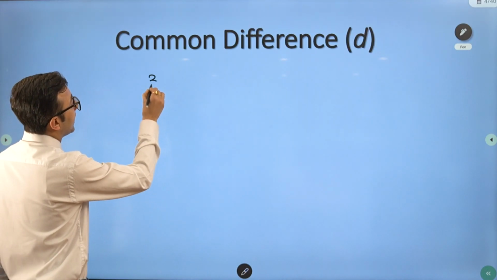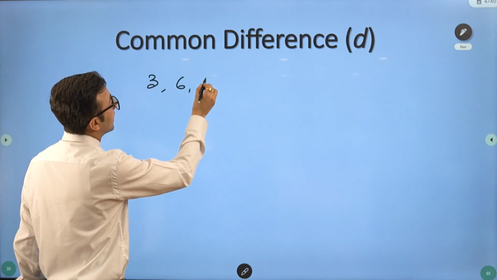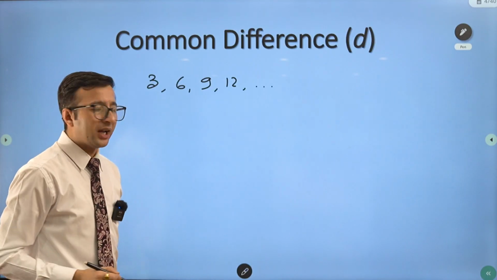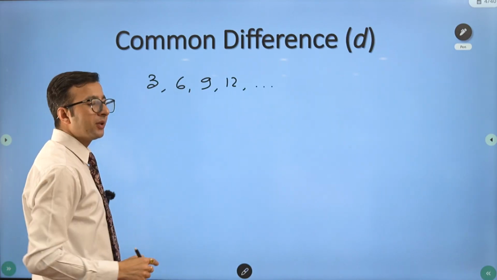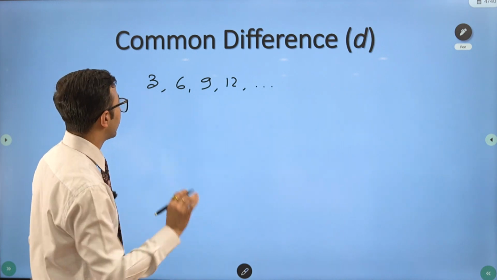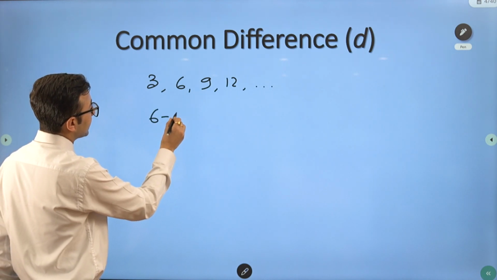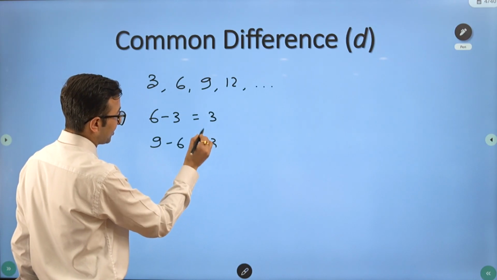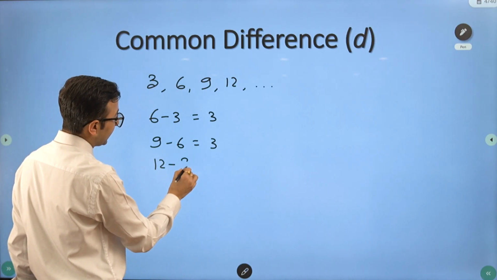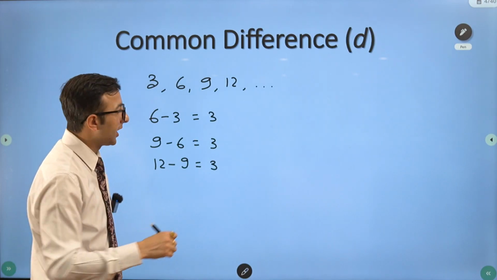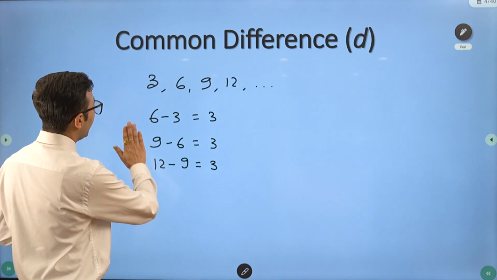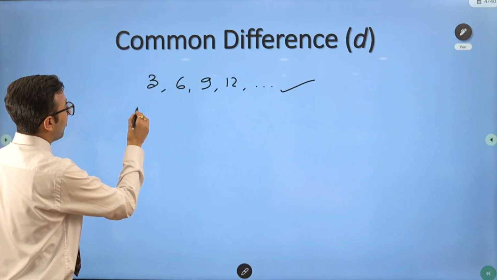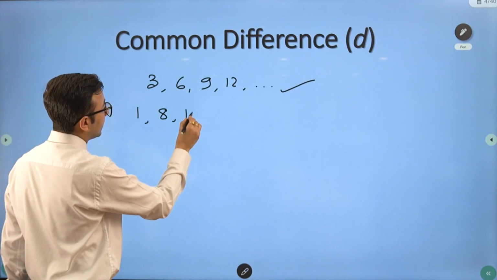Let me write some examples here. 3, 6, 9, 12, and so on. If there are finite numbers, we say it is finite; if there exist infinite numbers, then we can say these are an infinite sequence. Now just check it out. 6 minus 3 is equal to 3. 9 minus 6 is also equal to 3. 12 minus 9 is also equal to 3. So it means this is also an arithmetic progression.